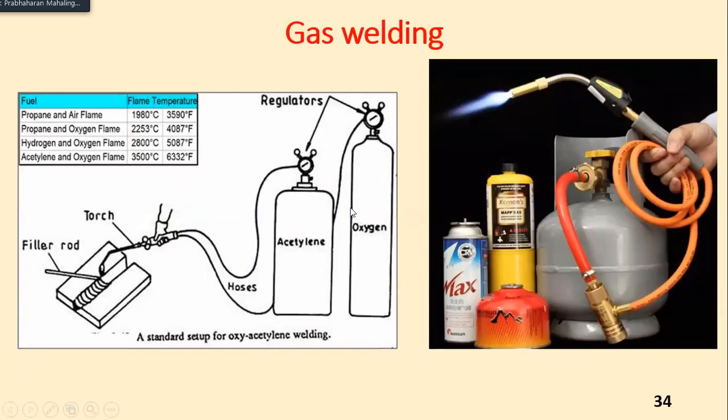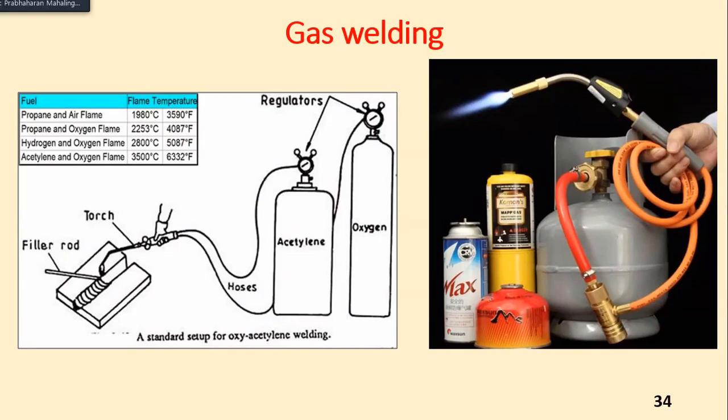Oxygen is a large cylinder, acetylene is a small one, right? So here the main point is there are two pressure gauges available. One pressure gauge indicates the pressure of the cylinder. The second one indicates the pressure on the hose line, right? Then here also the same thing at the handling torch or handling point.